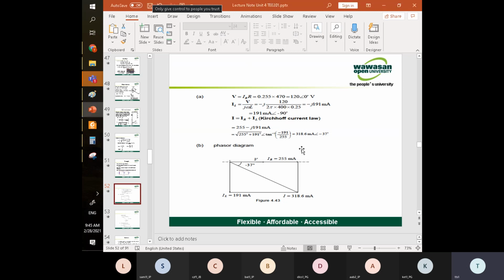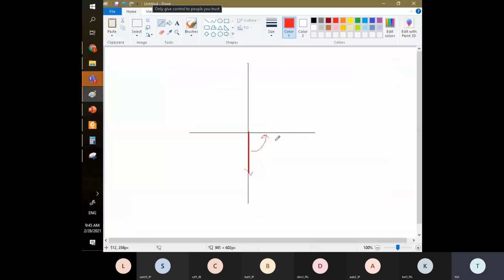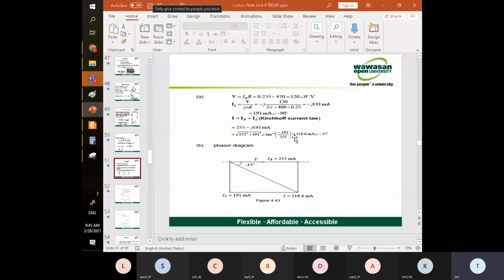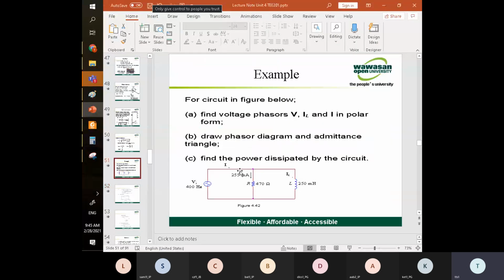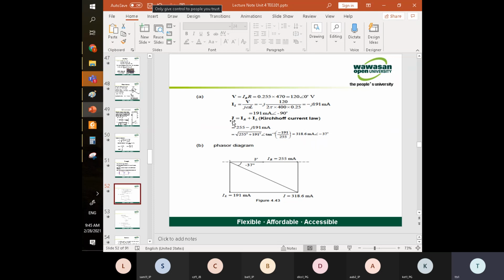Then, to find the final I, the main current, we use KCL. This current enters and these two exit, right? One enters, two exit. So this current equals these two currents. This current supplies these two components. So the main current equals the resistor current plus the inductor current. This one is given, and this one we just found. Then we convert to polar form, and we find the angle like this.